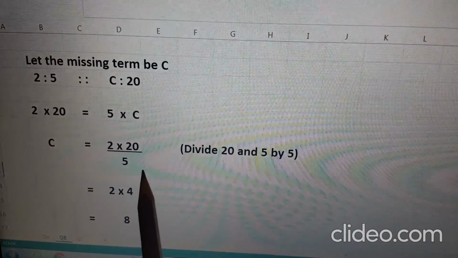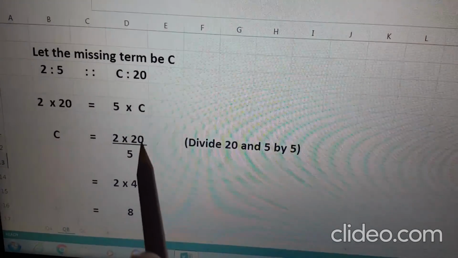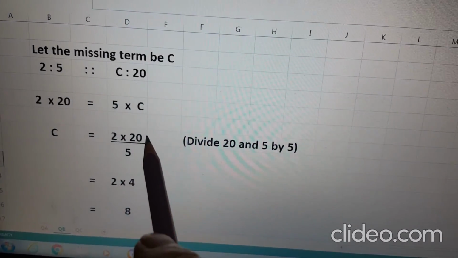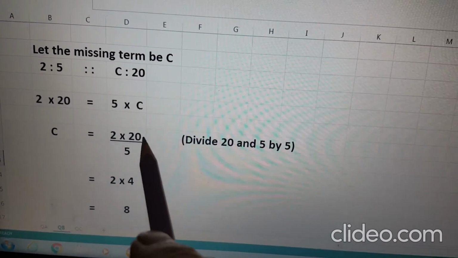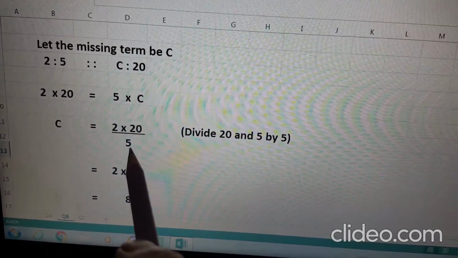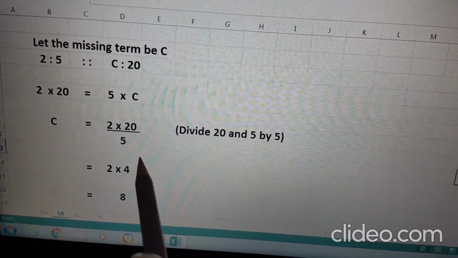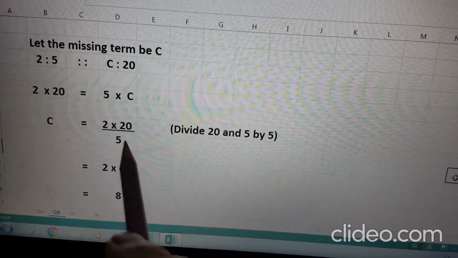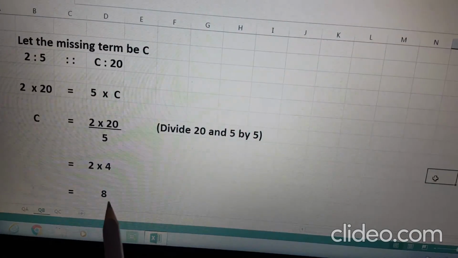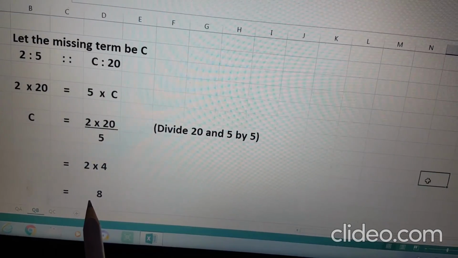Now we see which number is common in 20 and 5. We see 5 is common, so we'll divide 20 and 5 by 5. 20 divided by 5 is 4 and 5 cancel हो जाएगा 5 से, तो it will be 1. So the number left is 2 into 4. 2 into 4, so the number is 8. The missing term is 8.